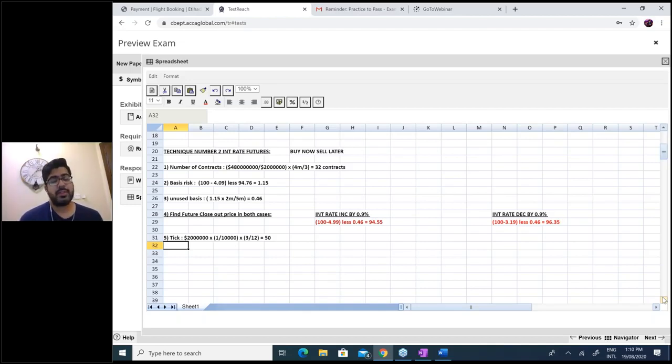Unused basis is the basis risk 1.15 into extra months over total months. You needed to deposit on 1st Feb, so you needed a future of 1st Feb, but you took 30th March, 2 extra months. Over total months: today's date is 1st November, and you took 30th March, it's 5 months. For the future closeout price in both cases, the formula: spot 100 minus interbank rate 4.09, increase by 0.9 becomes 4.99, plus unused basis 0.46. If it decreases by 0.9, spot 100 minus interbank rate 3.19, plus unused basis, and then you found the tick.